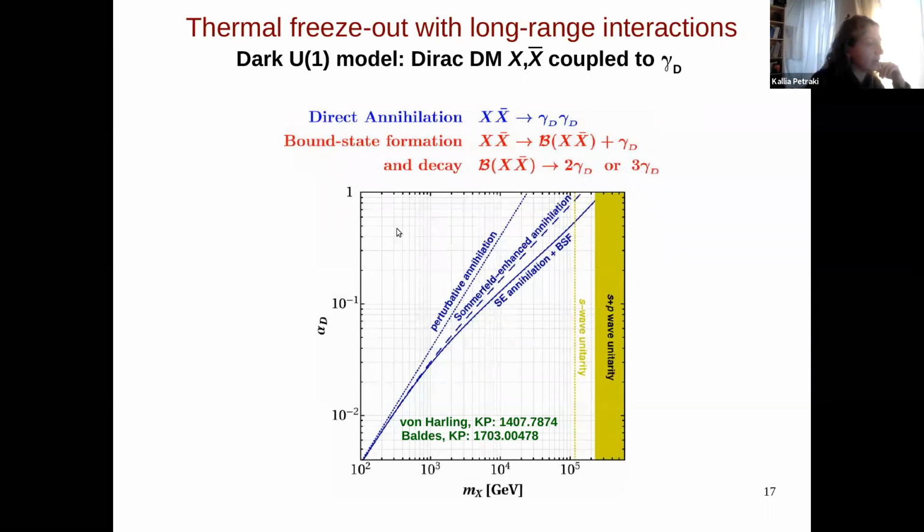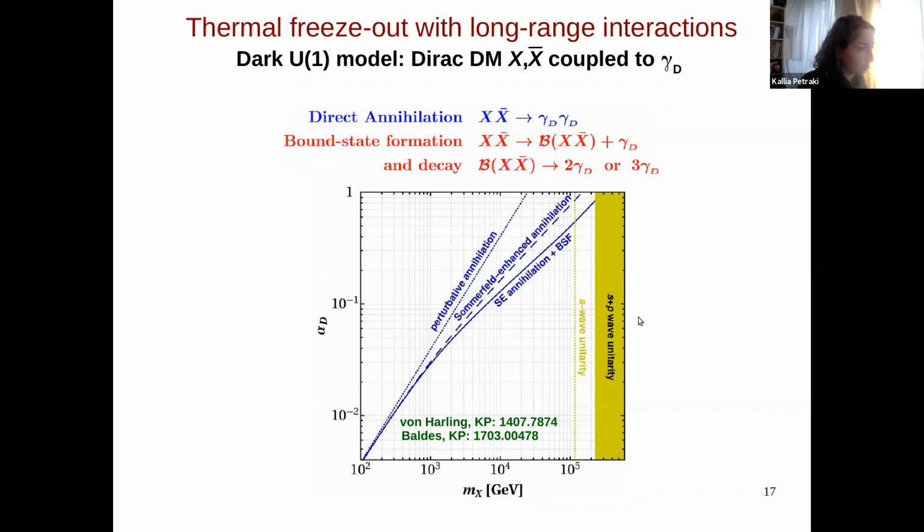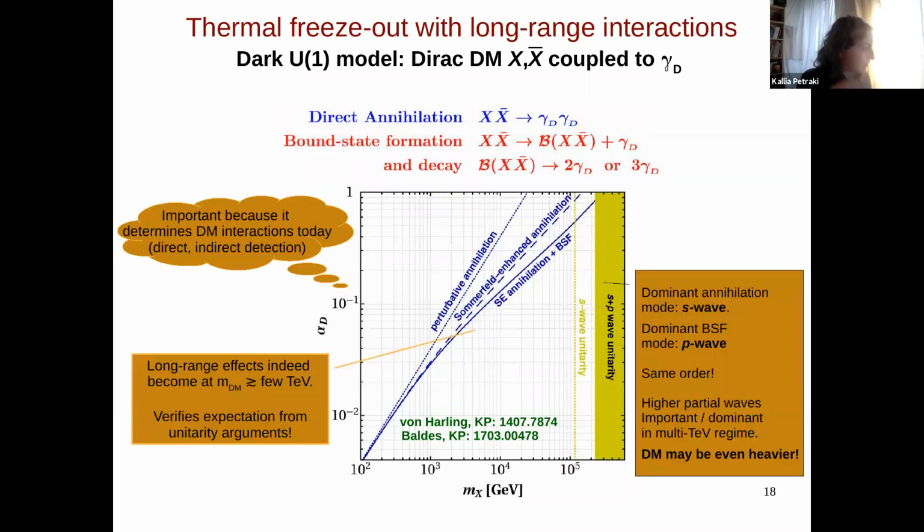So we should really redo the freeze-out calculation and redetermine the predicted coupling as a function of the dark matter mass that gives the desired dark matter density. And you can see here the difference between considering tree-level annihilation, so perturbative annihilation, Sommerfeld-enhanced annihilation, and annihilation plus bound state formation. Just to remember why this is important: this relation of parameters determines the experimental signatures of dark matter today, so direct and indirect detection. And what I would like to point out here, we should keep in mind, is that we see that these long-range effects appear at roughly the few TeV mass range. And there is another comment here on the so-called unitarity limit that I will discuss in a few slides.